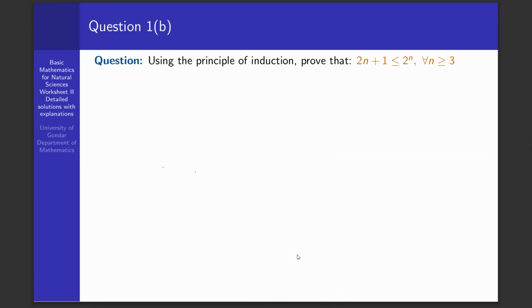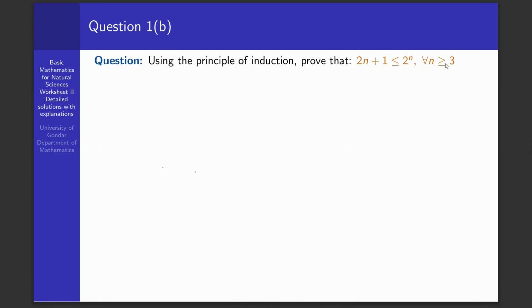The next one, that is question number 1b, will be again on the principle of mathematical induction. Using the principle of mathematical induction, prove that twice of n plus 1 is always less than or equal to 2 to the power of n for every n greater than or equal to 3.